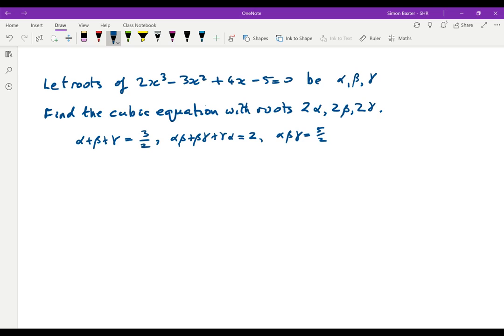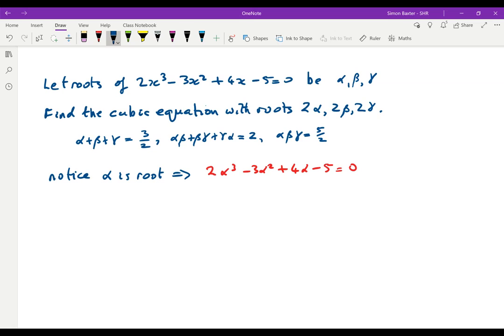I could call those roots delta, epsilon, and theta, and I could work out the sum, the symmetric product, and the product, and then I would be able to write down the equation. That is the technique that you will have learnt last year. I'm going to show you something different. First of all, I want you to notice that alpha is a root, which we have, and that means that if I put alpha into the equation, 2 alpha cubed minus 3 alpha squared plus 4 alpha minus 5, because alpha is a root, I know that that is 0.